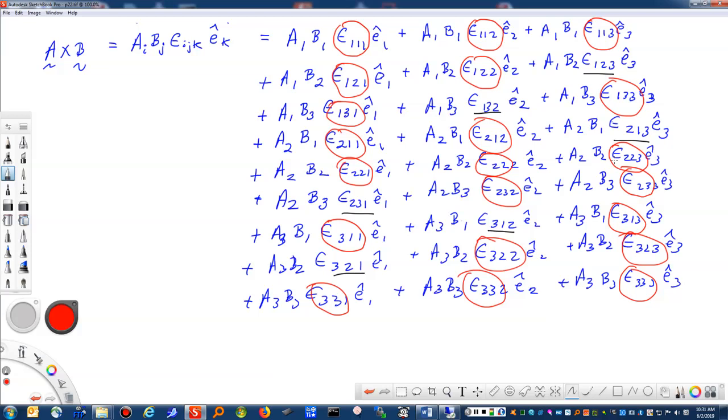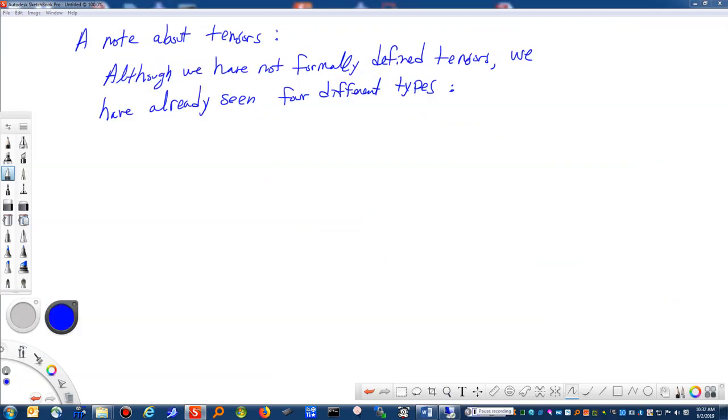Now, there's one last thing I want to talk about in this lecture, and that is that word tensor that we've used a couple times. We're still just a little bit away from formally defining tensors, and although we've not formally defined them yet, we've already seen 4 different types of tensors. Some of these you probably call something else. So a scalar, we can say, is a form of tensor. A scalar would be something like the magnitude of a vector, and we would call that a 0-order tensor.